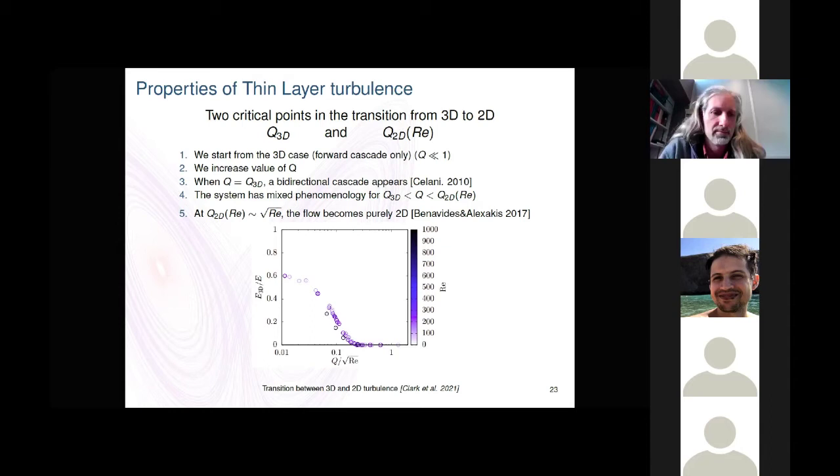So we have this three-dimensional energy to total energy ratio, and at the beginning we will have some fraction of it that is three-dimensional. As we increase this control parameter Q, we start to see how this energy decreases smoothly until it just disappears, until the three-dimensional energy is zero. This is typically when Q over Reynolds number is approximately 0.25. So this will be the point where not only the forward cascade disappears, but also the three-dimensional energy disappears.